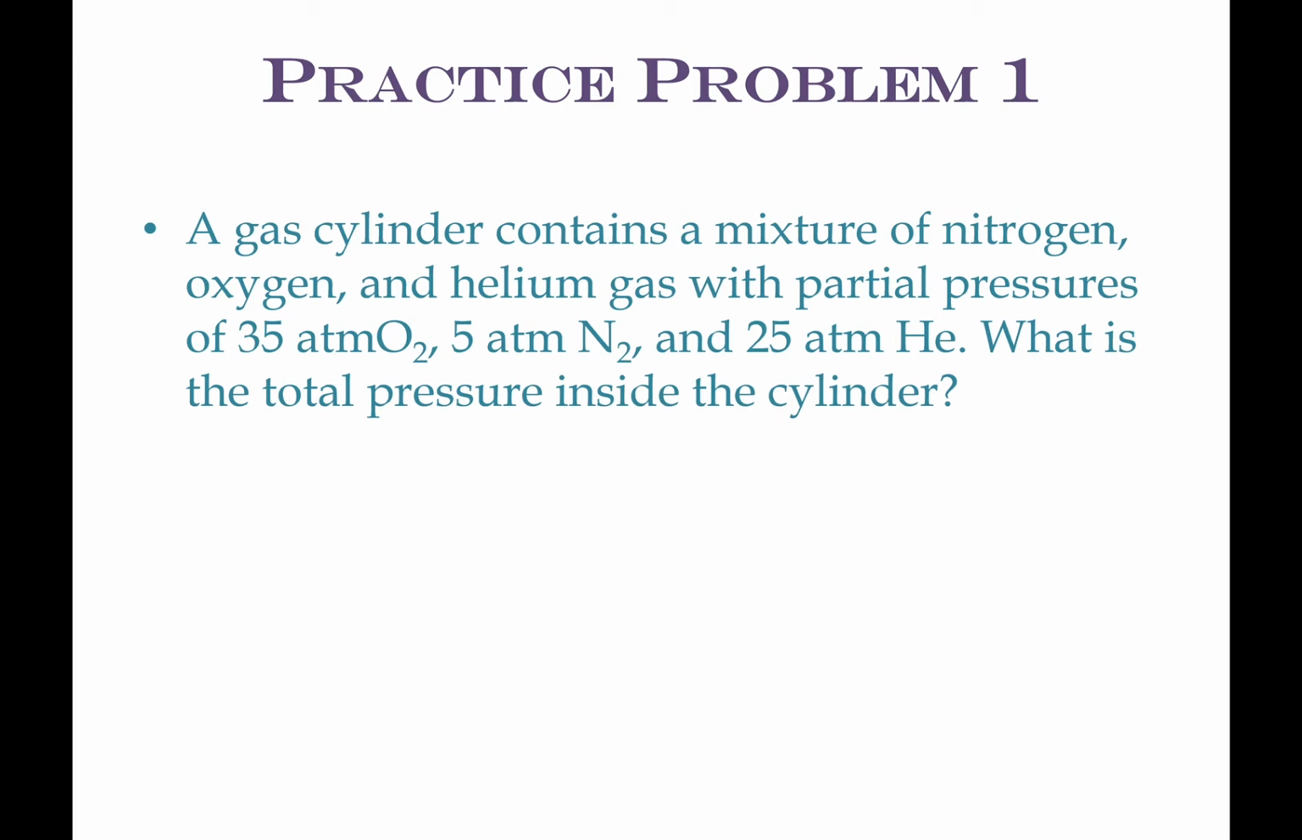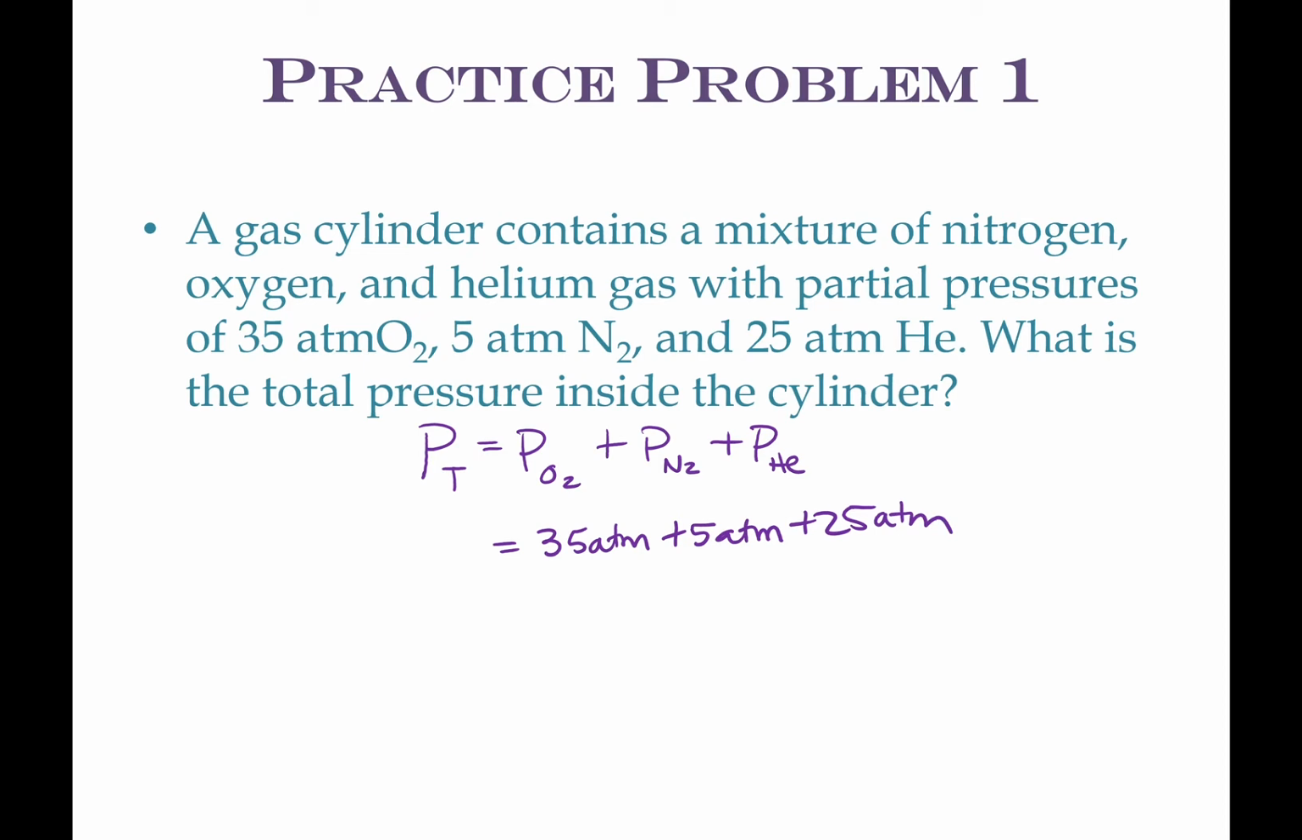This is probably the most simplistic version of Dalton's law that we can have. The total pressure is equal to the partial pressure of oxygen plus the partial pressure of nitrogen plus the partial pressure of helium, in this case 3 gases. So we just add up all of the different gases that are there and it'll give us the total pressure. So 35 atmospheres plus 5 atmospheres plus 25 atmospheres. So 40, 50, 65. So 65 atmospheres is our total pressure. And again, probably the most simplistic version of Dalton's law that we can put together.